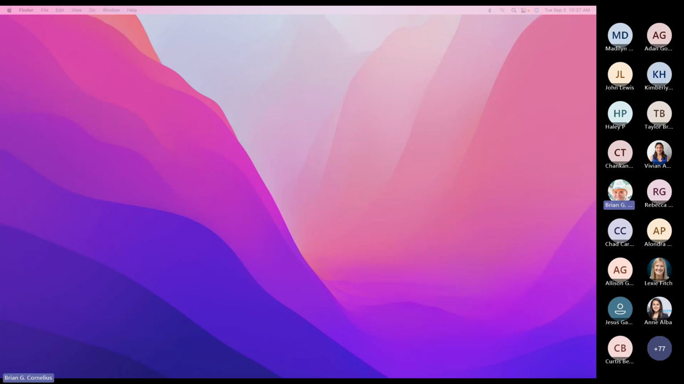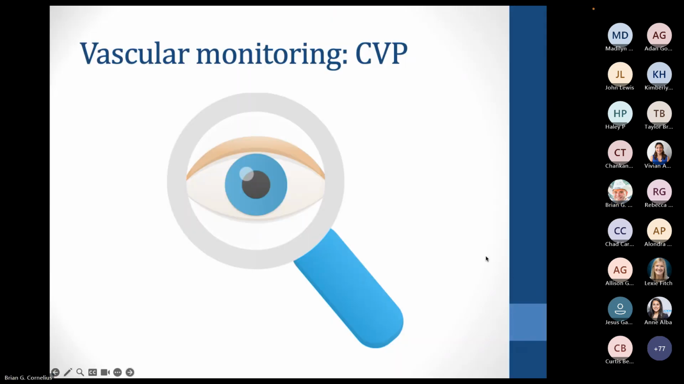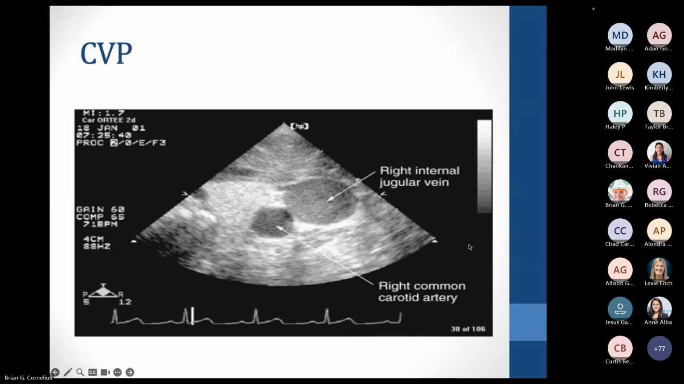All right, we're going to carry on to the vascular monitoring stuff. So the most common vascular monitoring devices that we used for a long time were central venous pressure lines. So we would put a central line in. For us, usually it's going to be the right IJ. And then the catheter is going to sit right at the junction of the vena cava and the right atrium.